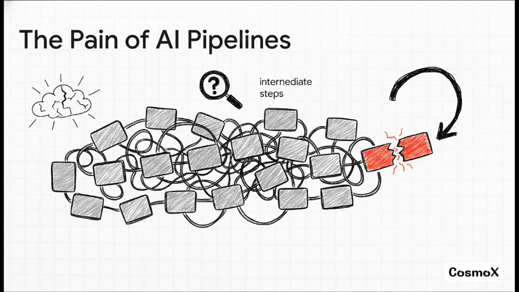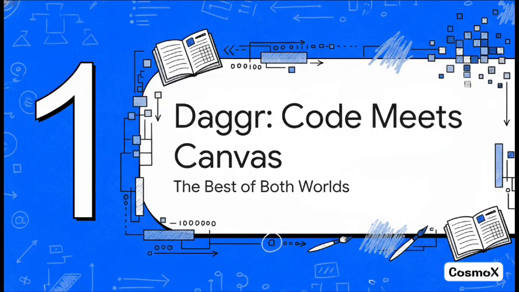When one tiny thing breaks on, say, step 7, you have to rerun the entire 10-step workflow all over again. It really feels like you're stuck between two bad options: these flimsy little scripts that are impossible to debug, or these super heavy platforms that are just total overkill for trying out a new idea. Well, this is the exact problem that Daggr was built to solve. It introduces this brilliant new idea, code meets canvas. The whole goal is to give you the power and flexibility of code, but with the crystal clarity of a visual workflow. It's the best of both worlds.